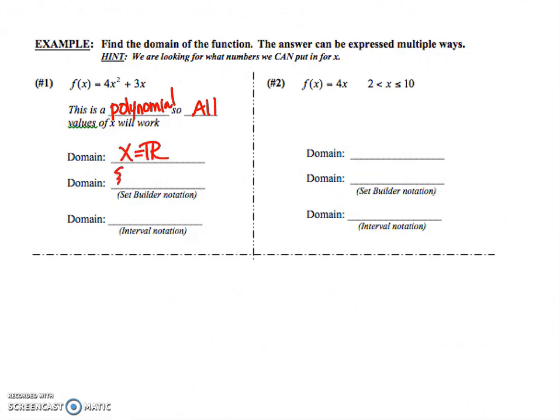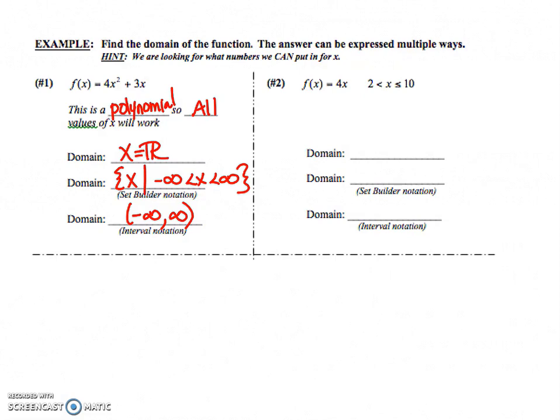In set builder notation, we would write that as x such that negative infinity is less than x, which is less than positive infinity. Or in interval notation, we would write that as negative infinity, comma, positive infinity. Make sure you've got those round brackets on that one.